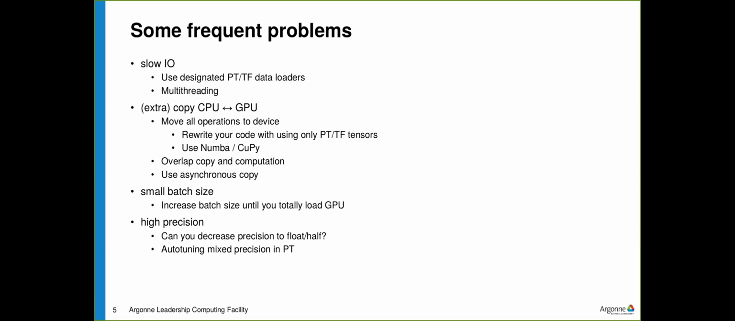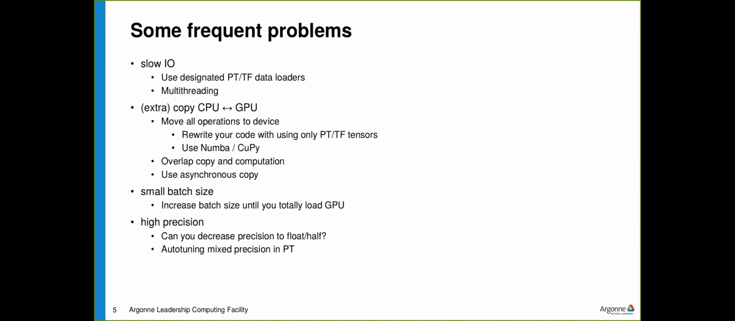Often it's possible to rewrite this code in such a way that you do everything on GPU. Either you modify the algorithm a little bit, or you can use libraries like Numba or CuPy, which can do everything on GPU directly. There is also a possibility of overlapping copy and computation. For instance, you run the copy for the next iteration, and you run computation for the previous iteration. When you go to another iteration, you will have the data because you ran the copy before that. And you can use asynchronous copy and so on.